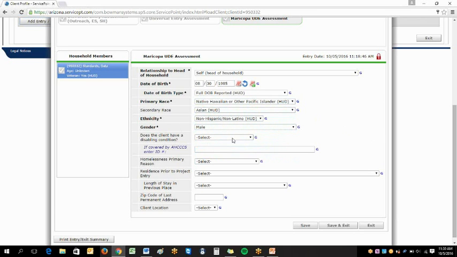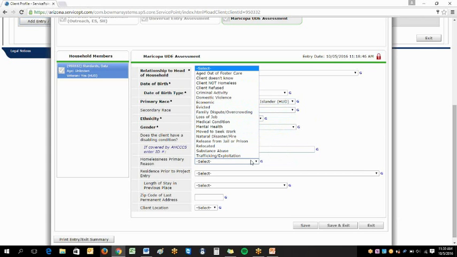Then you have the question, does the client have a disabling condition? And please note, this is required for all clients. Next, you have the question, if covered by access, enter in the ID number. This is a text field box. If your client happens to have access or Medicaid coverage, please list their ID number. If you do not have it available at intake, please complete it once it has been made available to you. Next, you have your client's homelessness primary reason. These options have not changed.